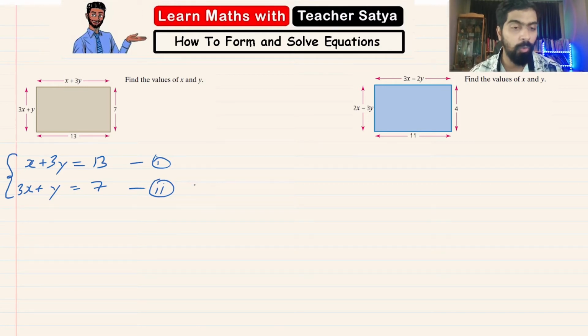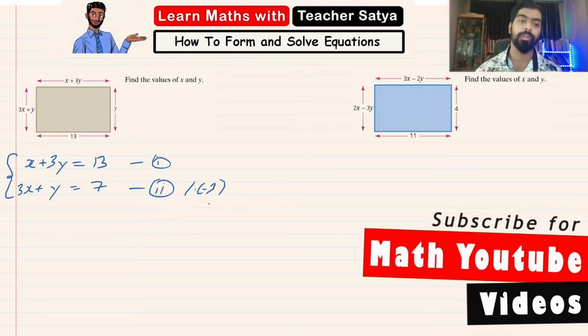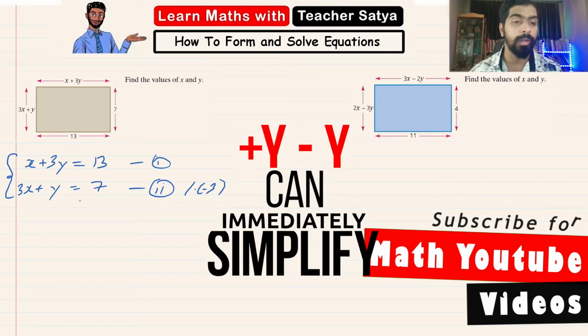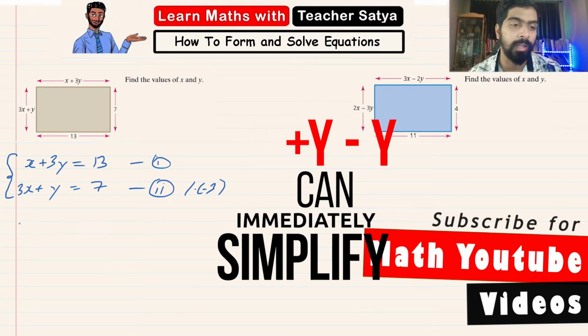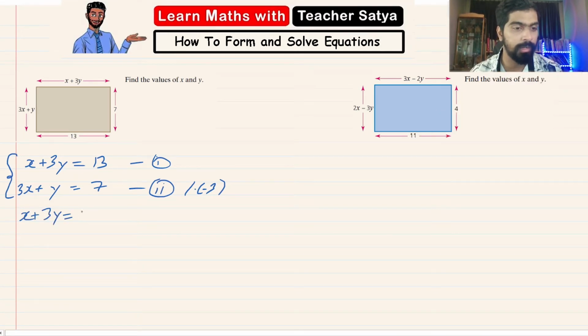Alright guys, so what I'm going to do is multiply the second equation by -3, and the reason I want to do that is I want to get rid of y. Okay, and you'll see in a bit why I did that. So the first equation remains the same. So x plus 3y is 13.